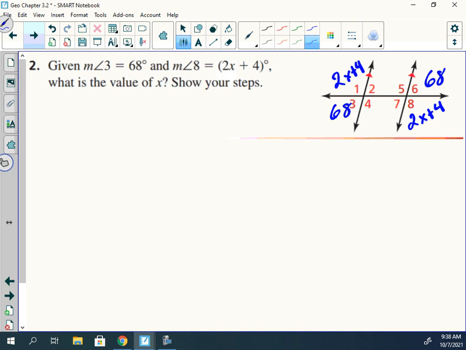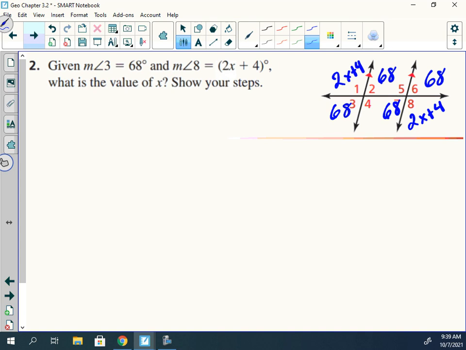So we can, angle 2 would be 68 also, yes. Exactly. It's a little tight for me to write that in. So are 2x plus 4 and 68 congruent? Are they the same? No, because none of those numbers lined up where 68 and 2x plus 4 ended up matching up with the same angle. So that means they do what? Add up to be 180.